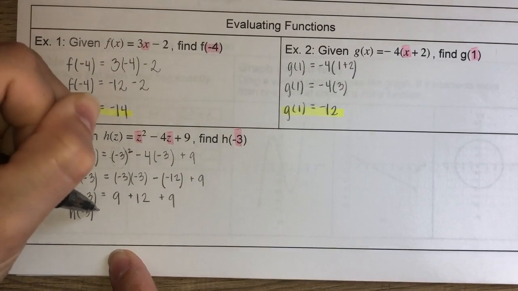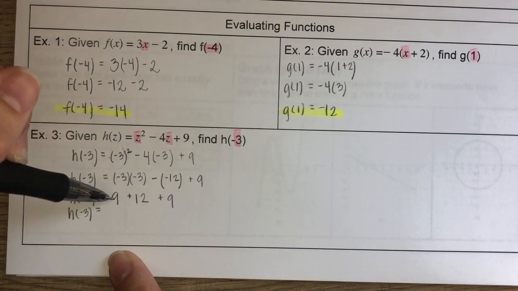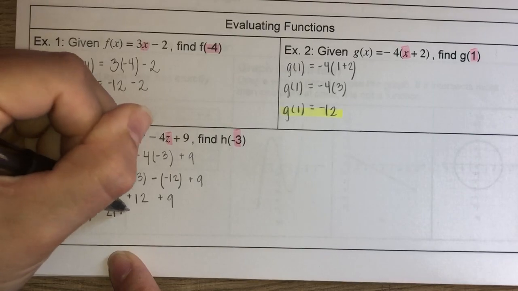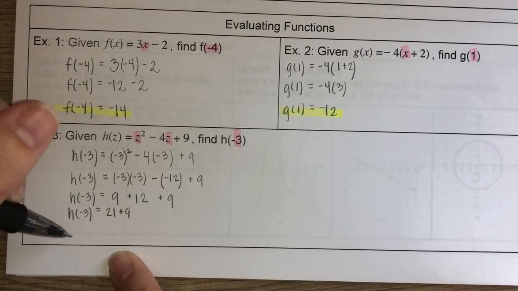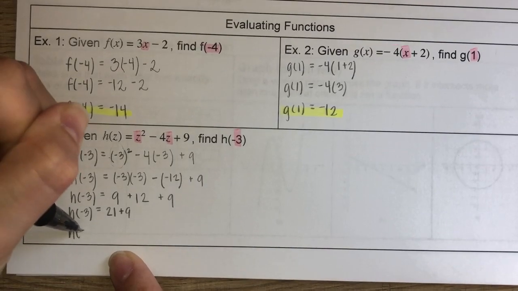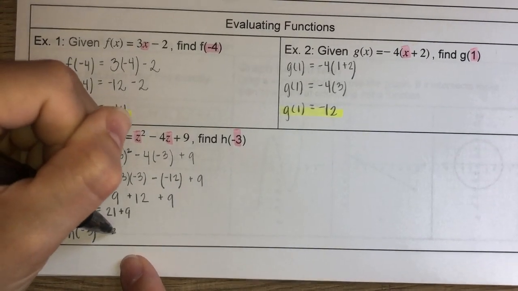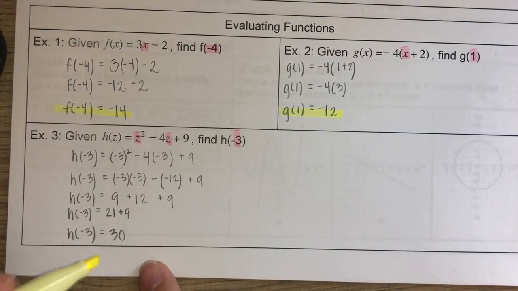So h of negative 3 equals, now we just have addition, so we're going to add from left to right. So 9 plus 12 is 21. Plus 9, and then the last thing to do is add the 21 and 9. So h of negative 3 equals 21 plus 9, which is 30. So h of negative 3 is 30.